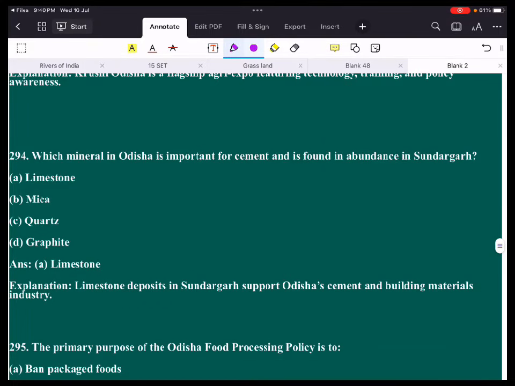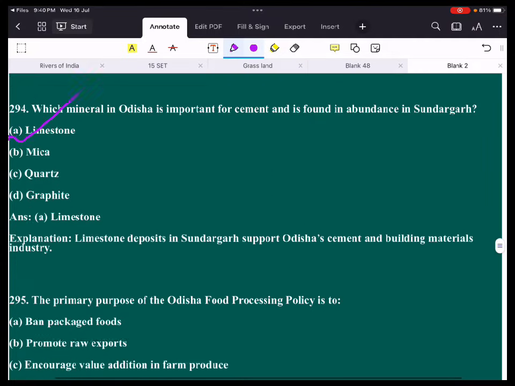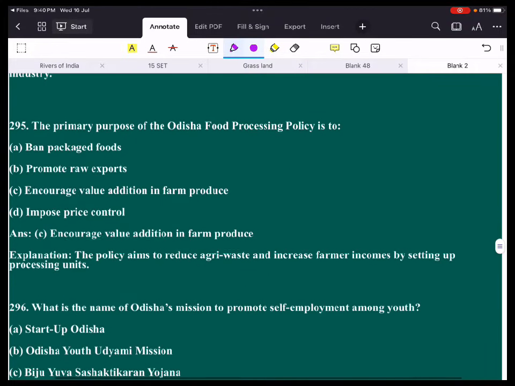Which mineral in Odisha, important for cement, is found in abundance in Sundargarh? That is option A, limestone. The primary purpose of the Odisha food processing policy is to encourage value addition in farm produce. Option C.